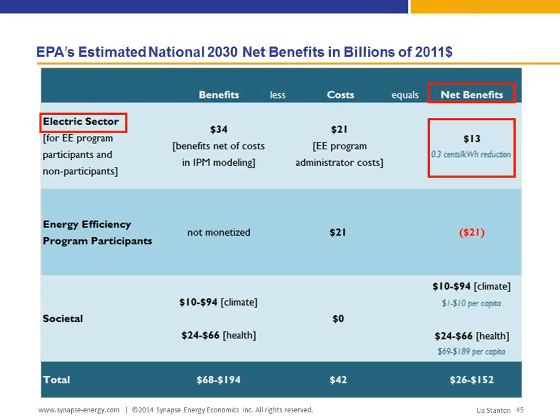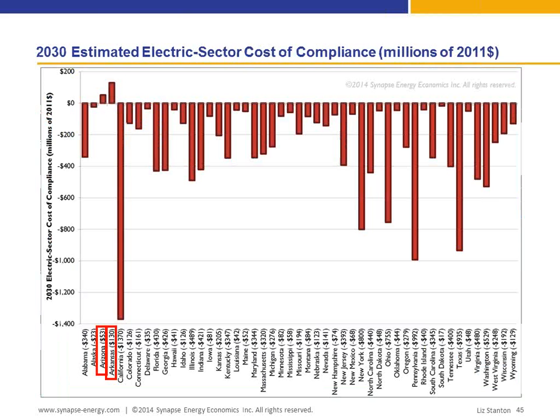So again, what I'm showing next is just the electric sector. I'm not showing those energy efficiency program participants, the cost to them. I'm not showing the societal benefits. I'm just showing what would come out as a rate impact. Okay? This is in millions of 2011 dollars for 2030. What would the cost of compliance be state by state?